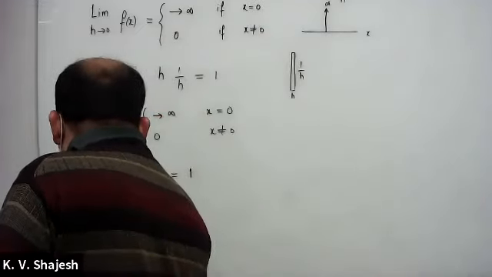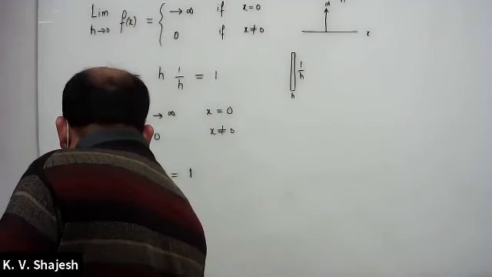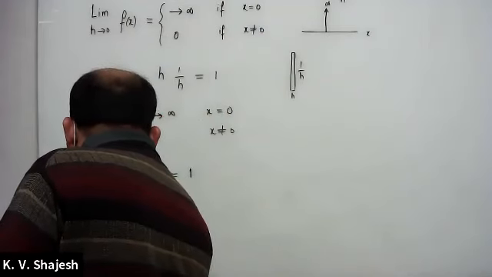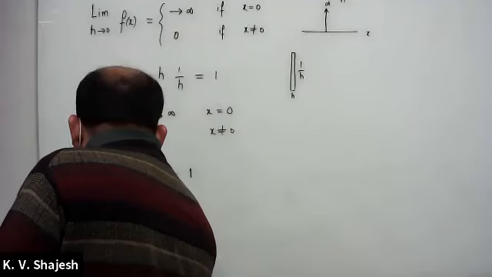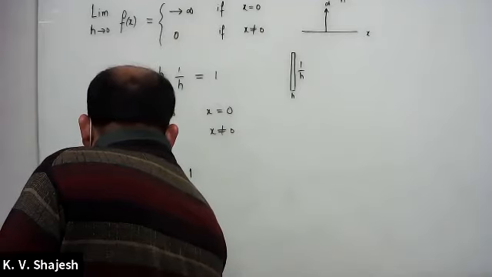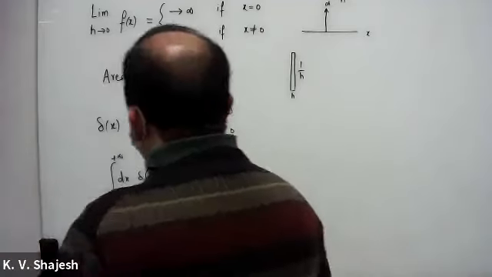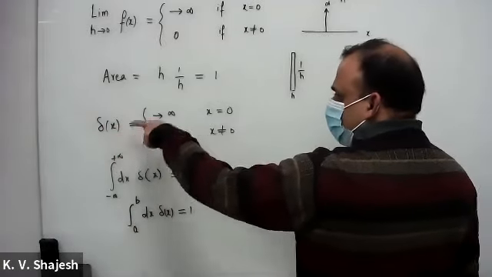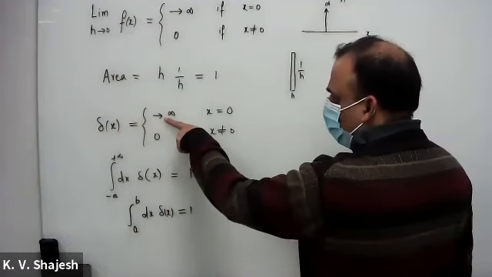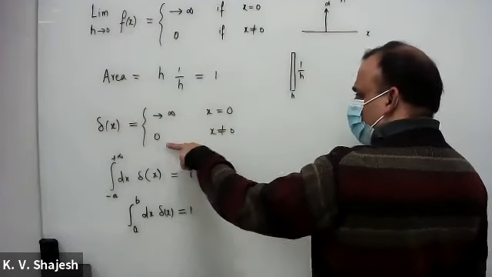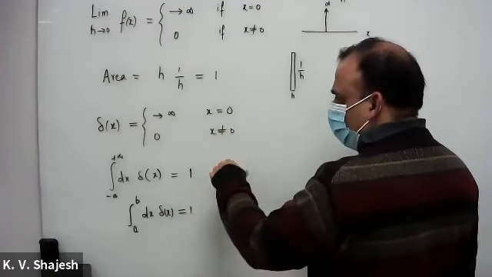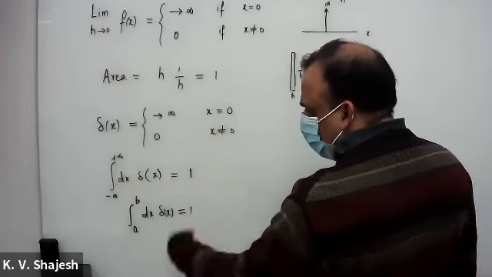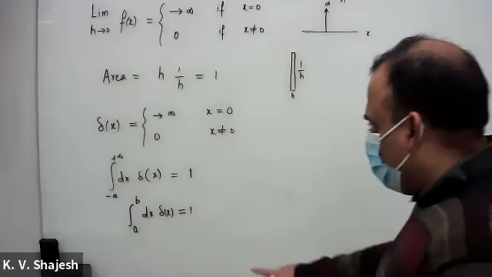In principle, there are other ways of defining it. For example, you could say the integral from a to b of dx delta x is equal to 1. So the way I have done it here is that I have defined the delta function in 3 steps, right? First, it should go to infinity at x equal to 0. It should go to 0 when x is not equal to 0, and the integral should be equal to 1.